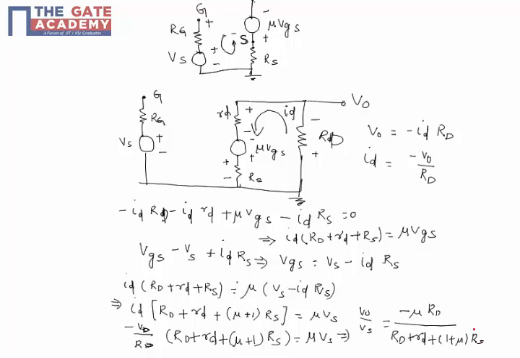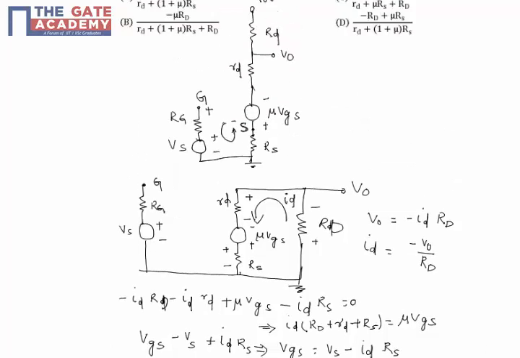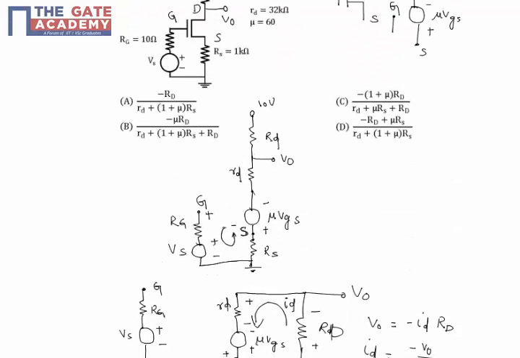So if you see the options, option B will be the matching, because minus mu into RD by RD plus 1 plus mu into RS plus RD. So option C is the right answer.